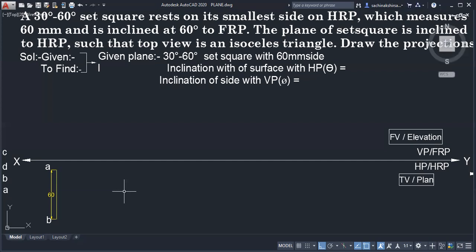Now here, one side is known: 60. So what will be the length of its diagonal? 120. Whatever side we have drawn, AB, it is the smallest side of that 30, 60, 90 triangle. The smallest side is 60, as given. So the diagonal will be double of 60. So the diagonal length will be 120. Keep in mind, the AB side is the side in front of the 30 degree angle.